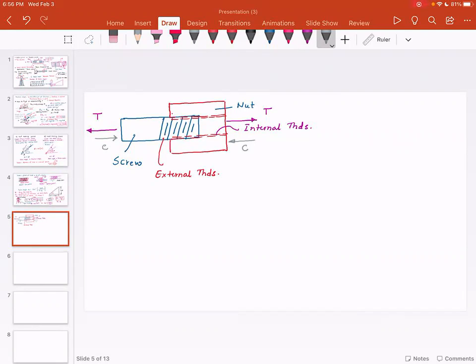Now I want you to add one more thing to it. Under the action of load, if we want this assembly to transfer forces, I'm going to apply torque. So notice that in this case, I have a load, either tension or compression, plus torque that is simultaneously acting in the case of a power screw.